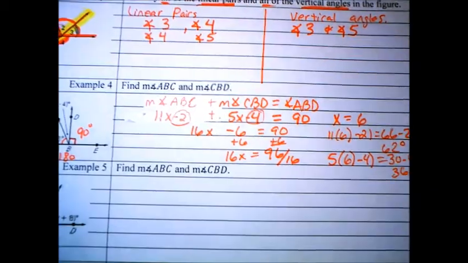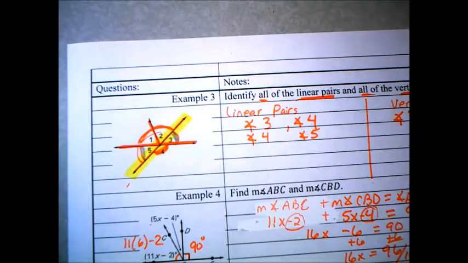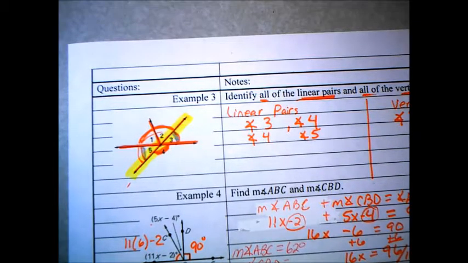So to answer my question, I'll squeeze it in right over here. Measure of angle ABC was actually 62 degrees, and the measure of angle CBD was 36 degrees. So there's my two answers for this problem.